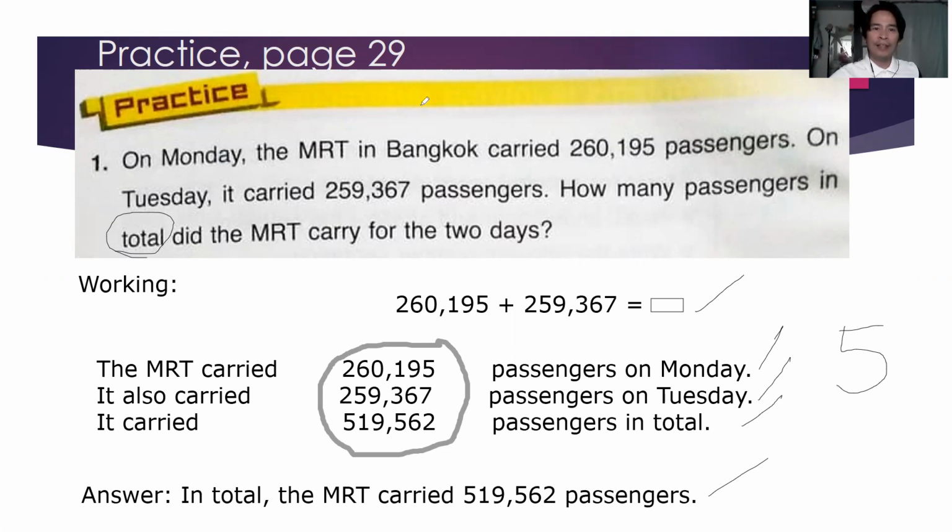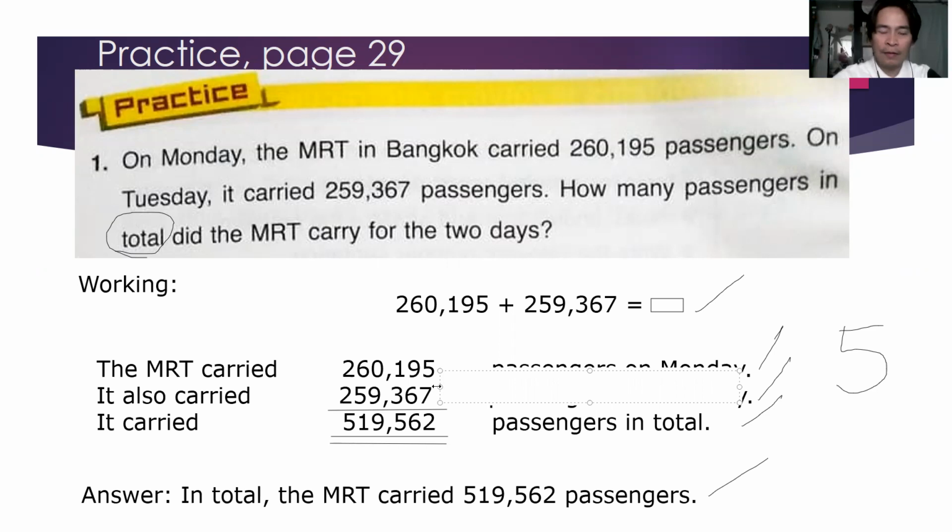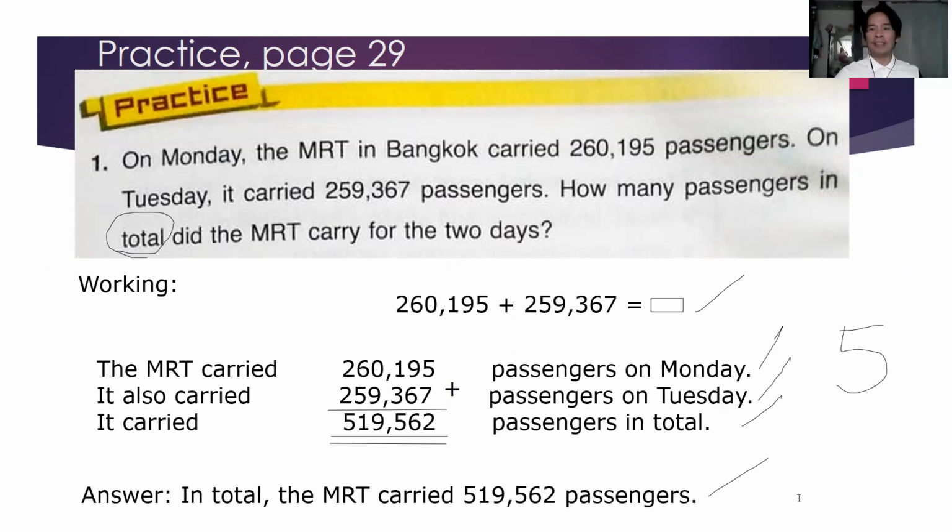I forgot. Students, don't forget to write the underline here. The underline. And then the two lines. Oh, this is the best now. And then of course, don't forget the addition symbol here. Okay, perfect now. Very nice to see.